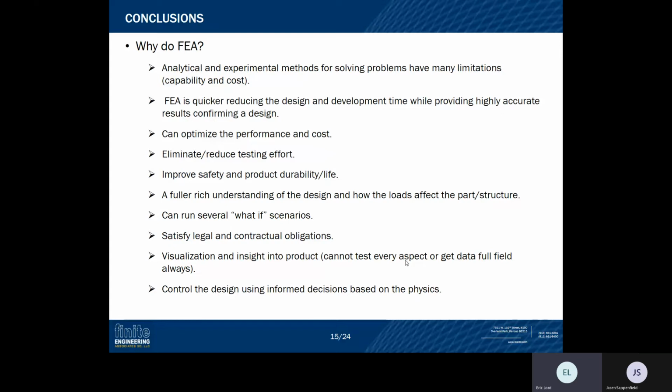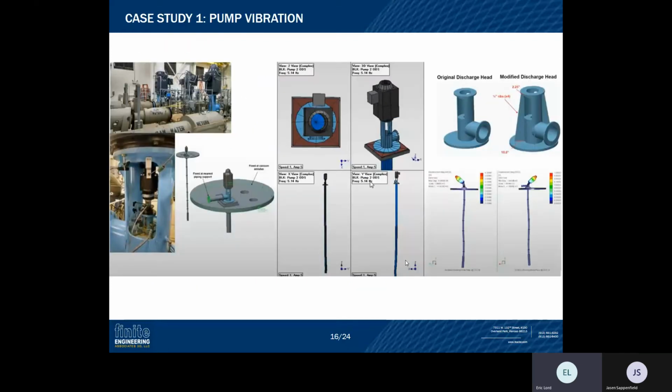And then to control the design using an informed decision based on the physics. So again, using the data that you get from the post-processed information from FEA to drive what you're going to be doing next in your design, if you need to do anything at all. So we thought we'd finish up by giving you some case studies and showing you some simple examples of what you can do.